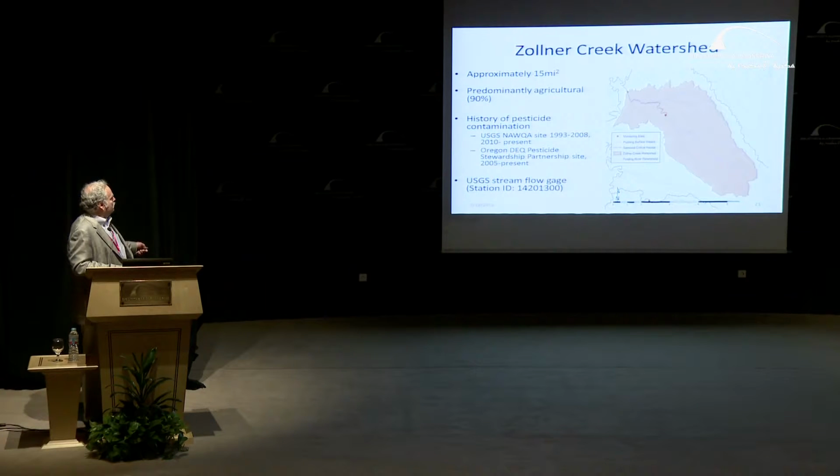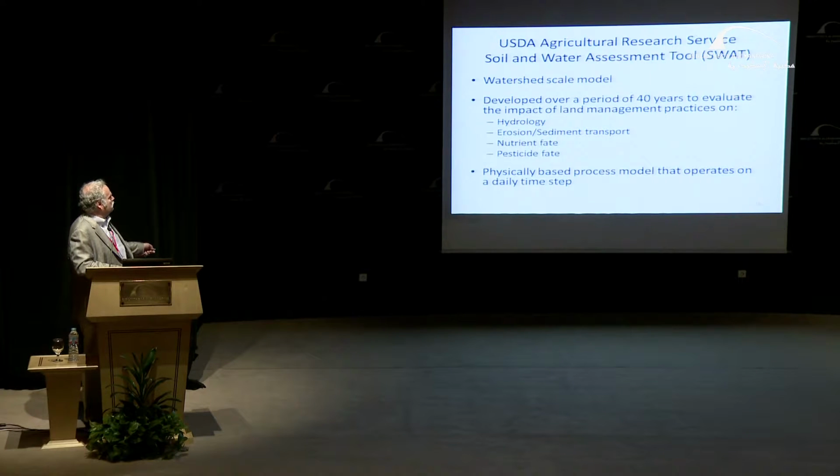And so we took this watershed, approximately 15 square miles, and you can see the stream network, and it's got a gauge at the mouth here, where we know what the stream condition is at the gauge, and so we've got a flow gauge. And so we used a model called the Soil and Water Assessment Tool, and this is a watershed scale model. It's been developed over 40 years by USDA Agricultural Research Service scientists.